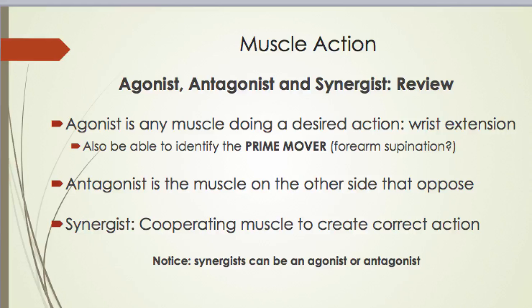Okay. The antagonist, as you recall, is the muscle on the opposite side of the joint. So the antagonist of the biceps is the triceps. Now, where it gets a little tricky is the synergist. And what is a synergist? A synergist is a cooperating muscle to create the correct action. And it's important to understand that synergists can be antagonists or agonists. We're going to talk about that in the next slide.